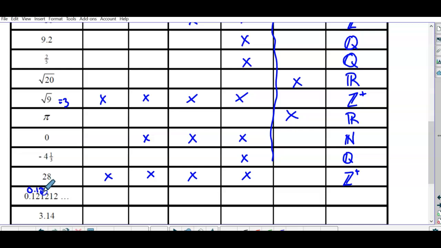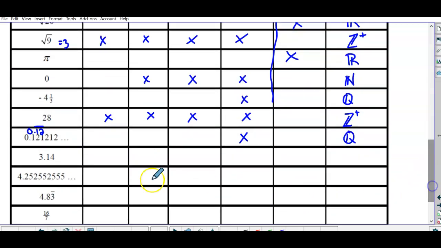0.121212. So we can show that is 0.12 repeating. And so that's a repeating decimal. Can't show it as an integer or a natural or a whole number. So it's a rational. 3.14, don't be tricked. It's not pi. There's no dots after, there's no other digits. So this is just a decimal, a terminating decimal. So this is terminating. So that's rational.